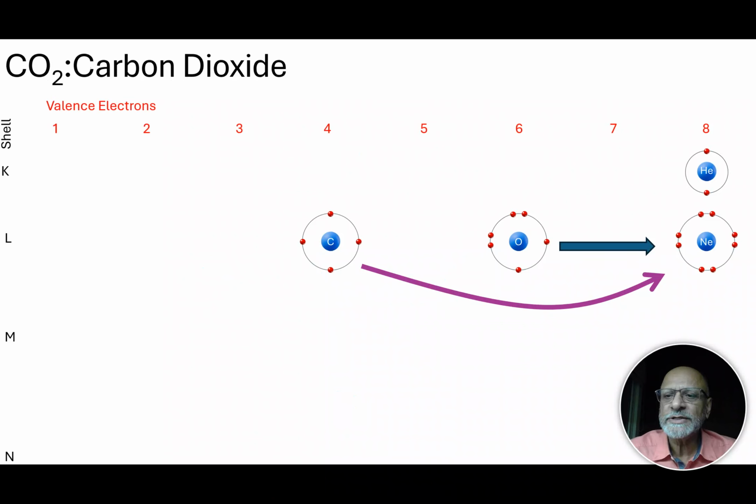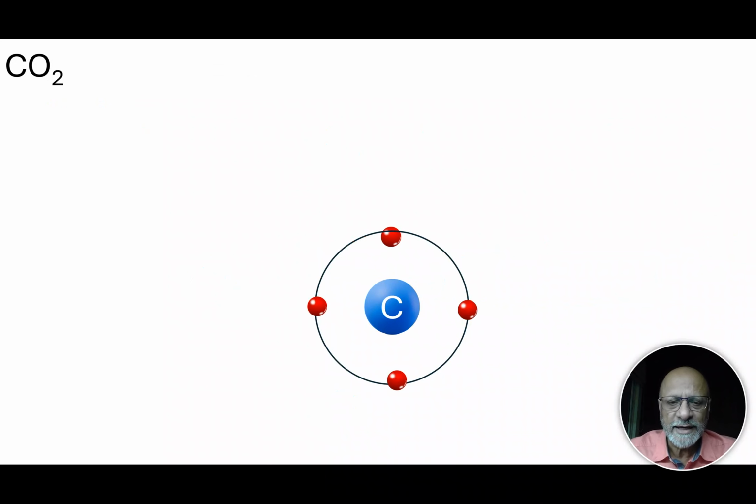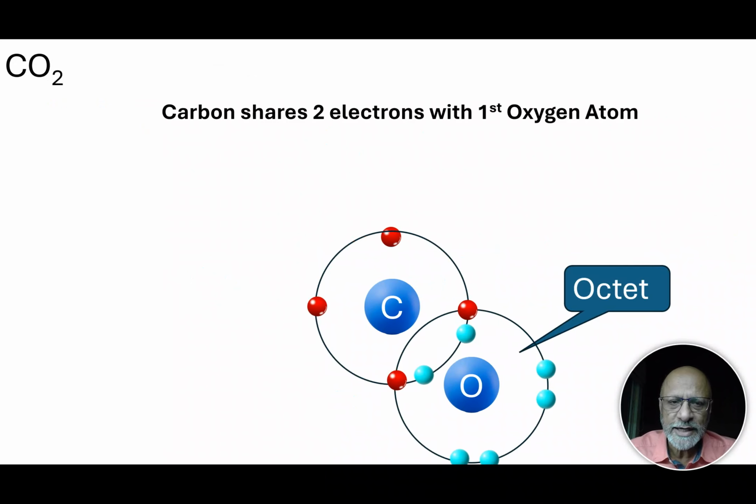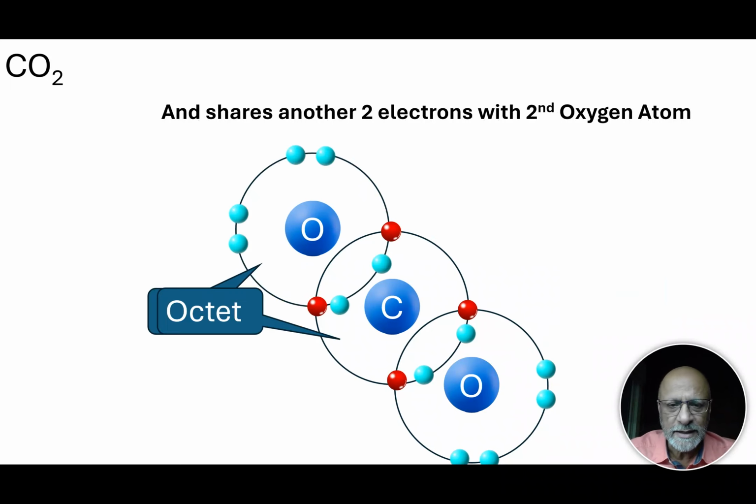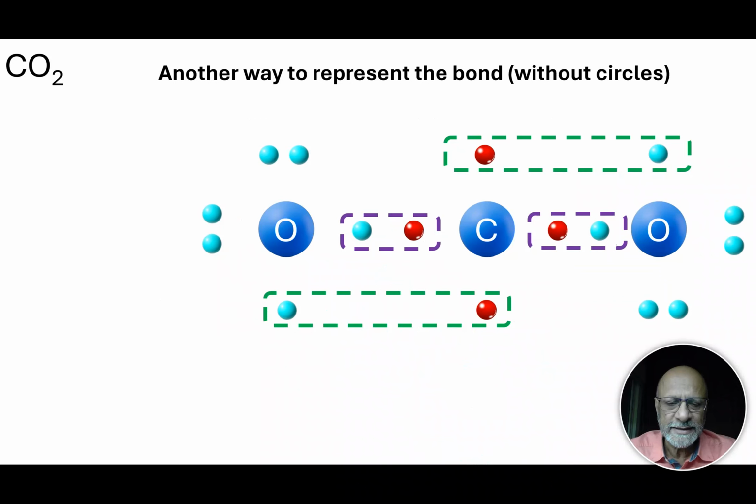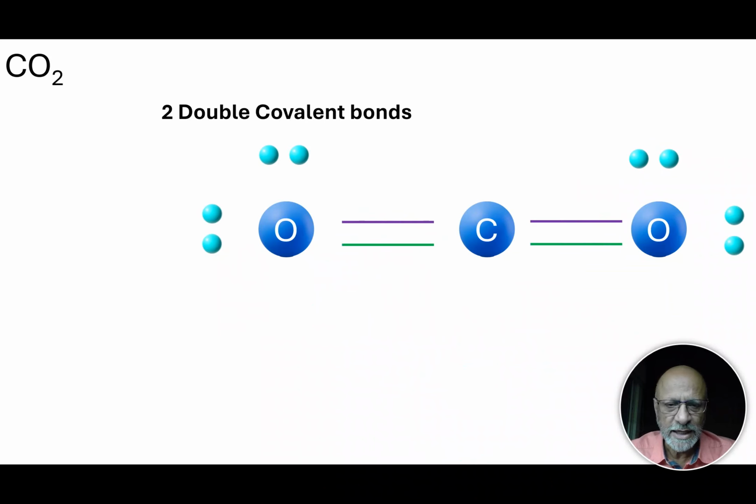Now carbon wants to reach steady state of neon. Oxygen also wants to reach the same steady state of neon. So what do you have? Carbon. And now it shares 2 electrons with a single oxygen. So the oxygen has now reached its octet, and it does the same with another oxygen atom. So now all of them have reached the octet state, and this is another way to represent the shared electrons between these atoms, also represented with this line. Now you'll see that between oxygen and carbon there are 2 lines. That's known as a double covalent bond.